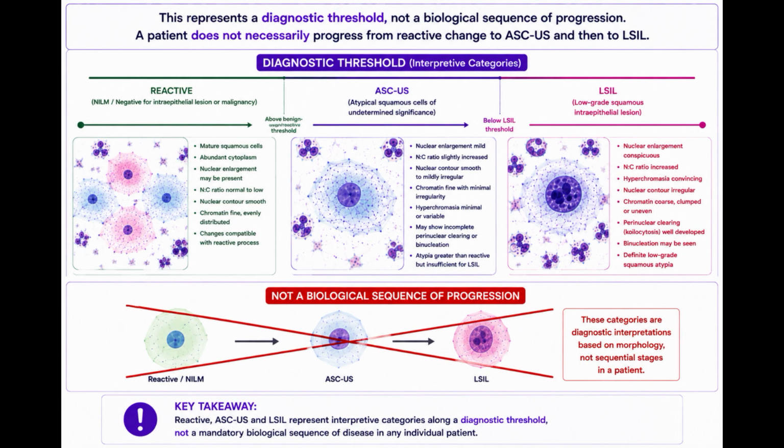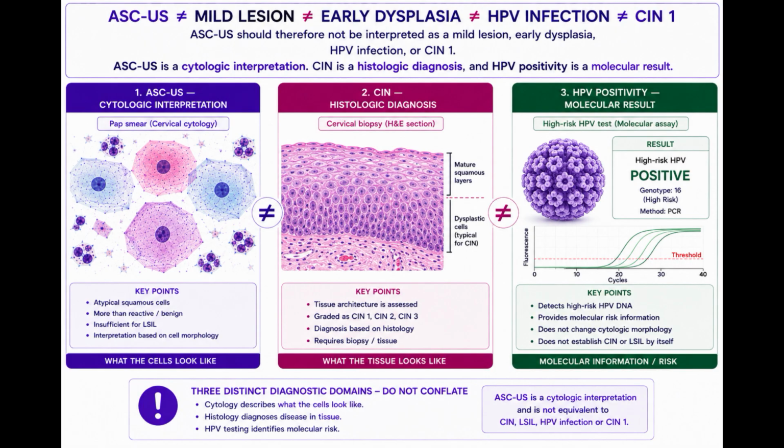This represents a diagnostic threshold, not a biological sequence of progression. A patient does not necessarily progress from reactive change to ASCUS and then to LSIL. ASCUS should therefore not be interpreted as a mild lesion, early dysplasia, HPV infection, or CIN1. ASCUS is a cytologic interpretation. CIN is a histologic diagnosis, and HPV positivity is a molecular result.